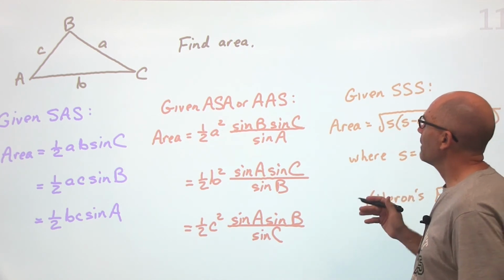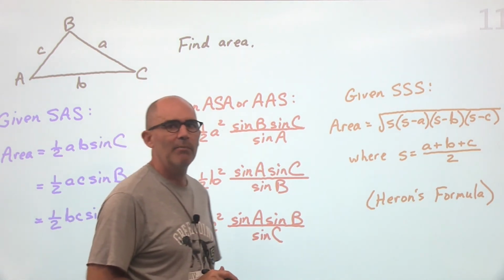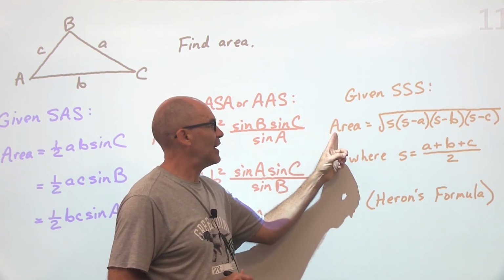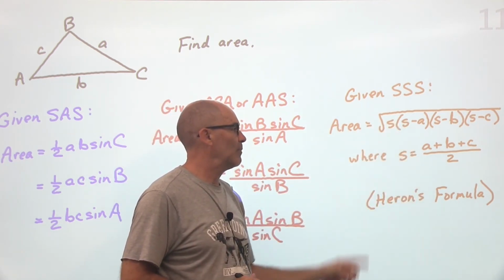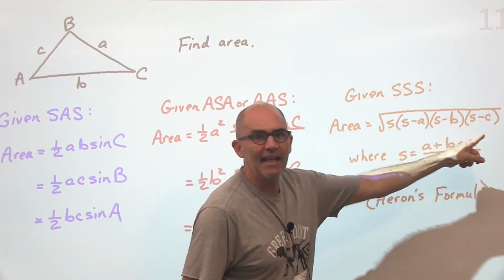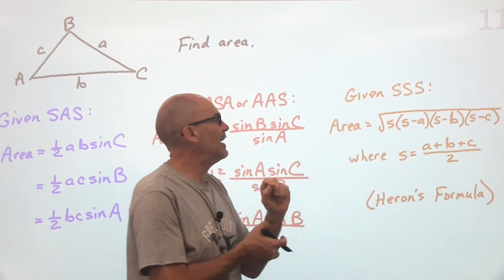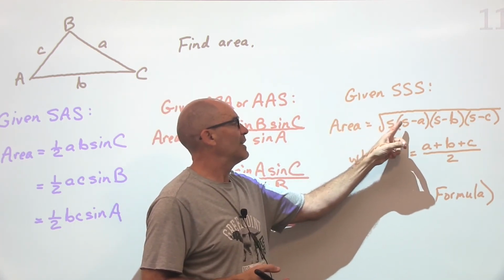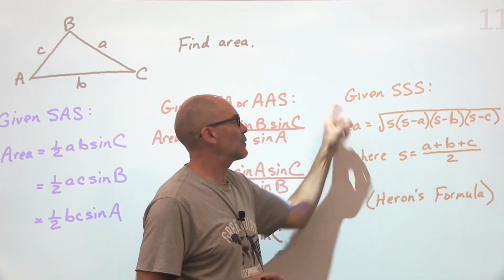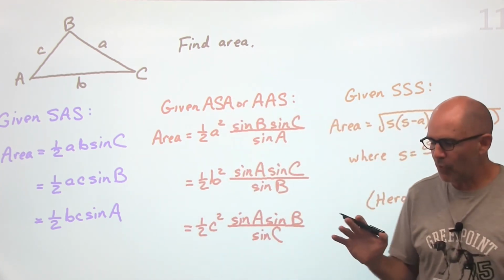The third formula: what if I'm given side, side, side? Well, then we have to go to a Greek dude by the name of Heron. He found out that area equals this. S equals A plus B plus C divided by 2. So what I do is add the length of all three sides and divide by 2. That becomes S. Then I go S times S minus A times S minus B times S minus C. Take the square root of the whole thing, and I have the area. So once again, a really simple formula.